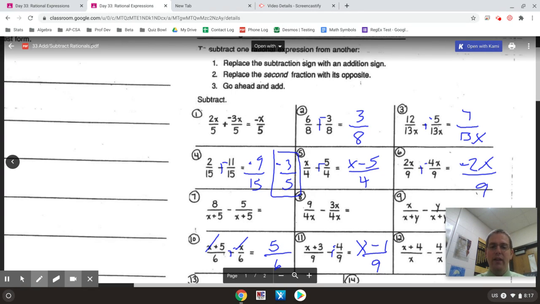Hope this gives you the idea on how to work these. Do remember to look at your answers and see if they'll reduce when you get done. And like I say, only combine the things that are like terms. Sometimes things will cancel out, sometimes they won't, but just do your best on these and let me know if you have any questions.